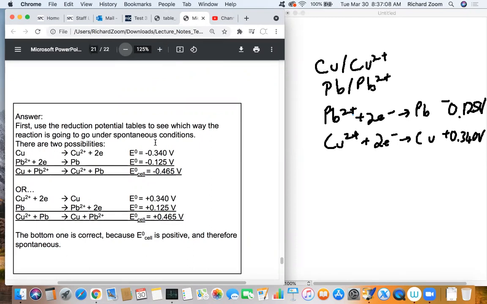So looking at the first example, you can see if I make the copper the anode, that is, I flip the copper, and you can see that's what I've done over here. Do you see that? That one's been flipped. And that would lead to a E0 cell that is negative. However, if I take the lead and I flip that, that becomes +0.125 volts. And when I add them together, I get a positive E0 cell. So the second one is the one that is correct.